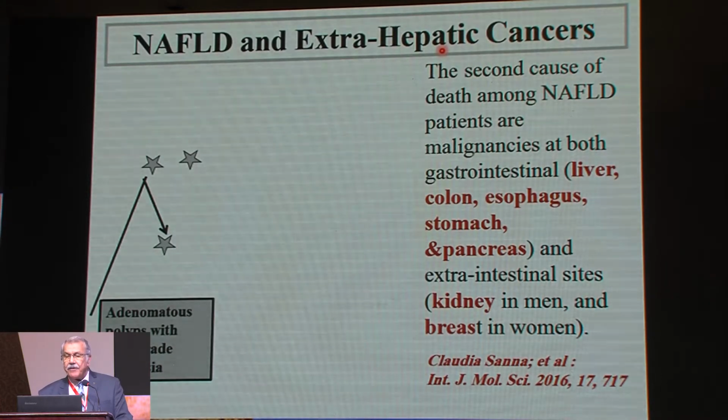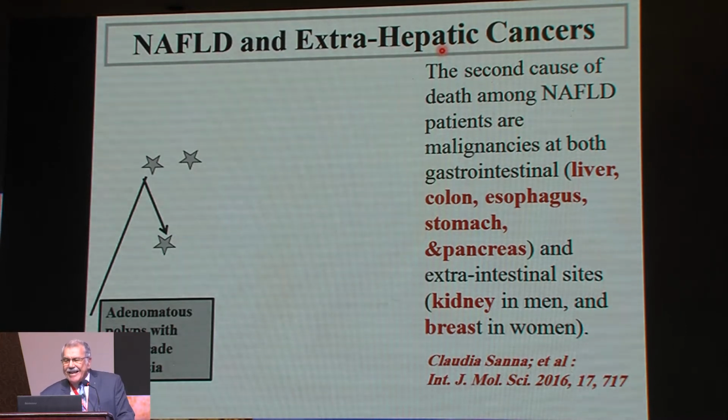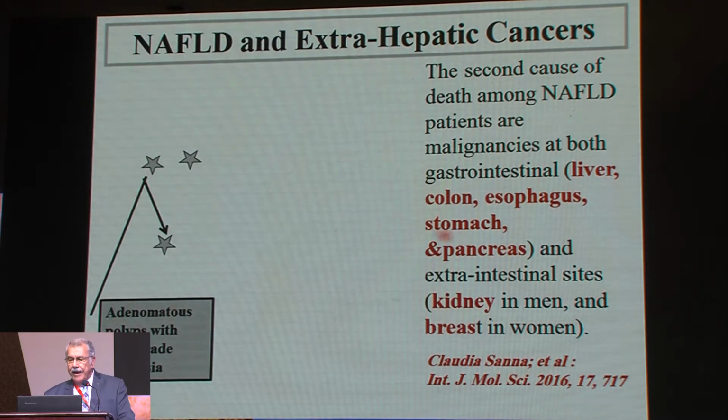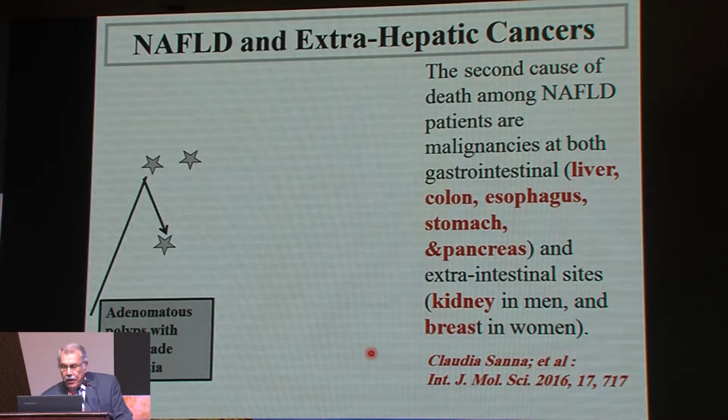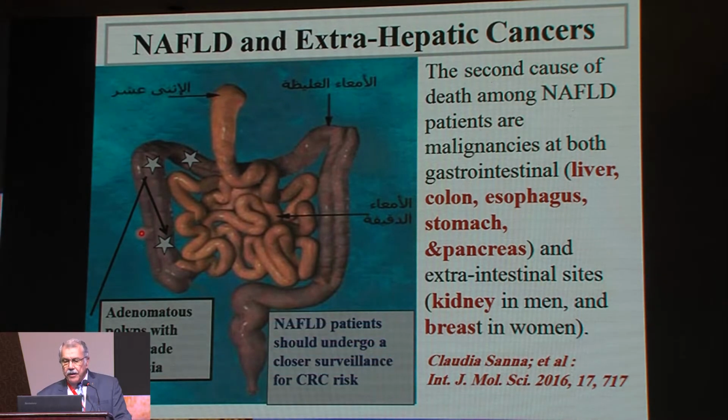In addition, regarding NAFLD and extrahepatic cancer, cardiovascular disease is the first cause of death in NAFLD. The second cause is malignancies at both gastrointestinal sites, liver, colon, esophagus, stomach, pancreas, and extraintestinal sites, kidney in men and the breasts in women. Regarding colorectal cancer, unfortunately, the adenomatous polyp with high-grade dysplasia occurs in the right colon with difficult and late diagnosis. So NAFLD patients should undergo closer surveillance for colorectal cancer.